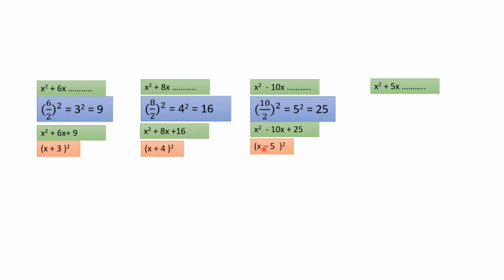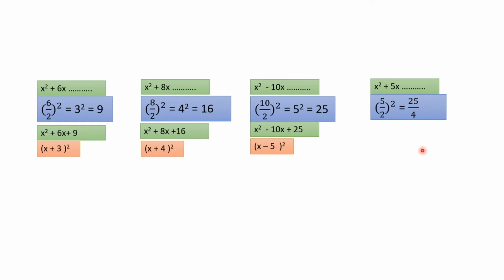The minus value in the second term is minus square root of x and square root of 25. Very easy one. You have to figure out the coefficient of x. It is 5. 5 divided by 2 squared is 25 over 4. Some people write this as a decimal value. It is not incorrect, but a better way is to write it as a fraction.